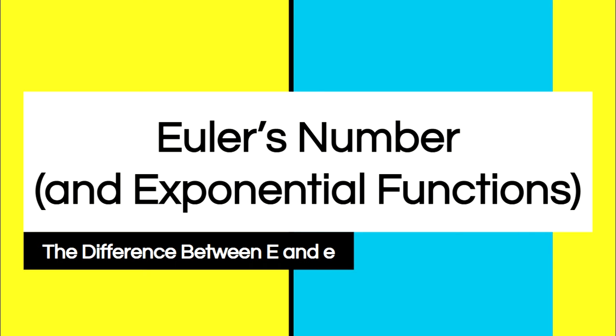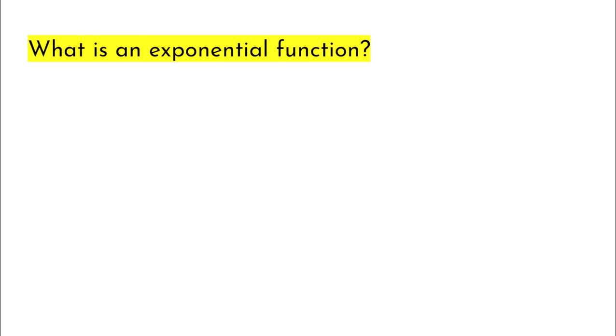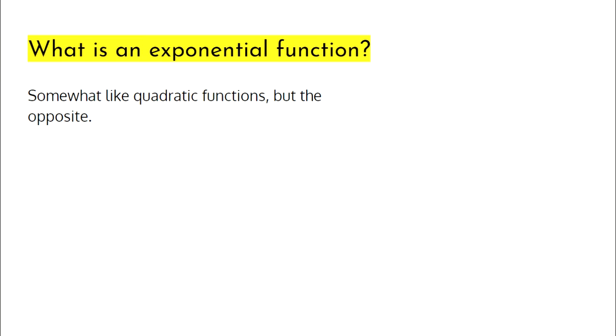Euler's number, and exponential functions. You're probably familiar with polynomial functions, which is x squared, x cubed, and ones like those. Well, there exists a function that is essentially the opposite of that, which is the exponential function. Instead of having x to the power of something, we have something to the power of x.